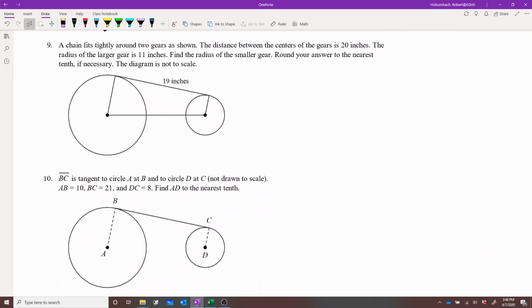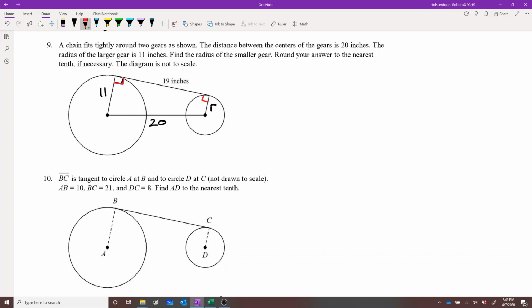Alright, number 9. A chain fits tightly around 2 gears as shown. The distance between the centers of the gears is 20. So this is 20, the center of the gears. The radius of the larger gear is 11. So here's 11. Find the radius of the smaller gear. Alright, let's call it R. Now, we said earlier that when a tangent intersects with a radius, it intersects at 90 degrees. So here's what we've got here. We've got two 90-degree angles.